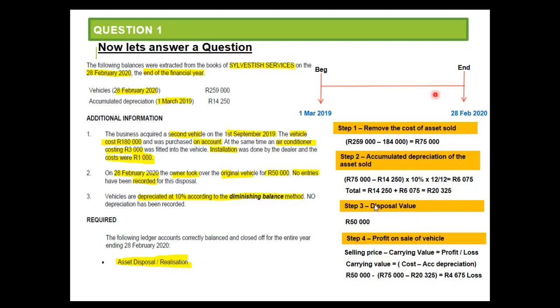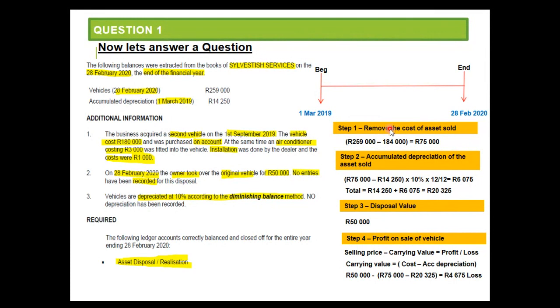But at the end of the day, you need to know how to record in the books of account. So I'm going to show you how to record in the asset disposal account. But before I go to the accounts, as you can see, I've got steps one up to the fourth step. To make your life easier, as long as you are following these steps, one account will always be obvious. One account will always be asset disposal or asset realization.